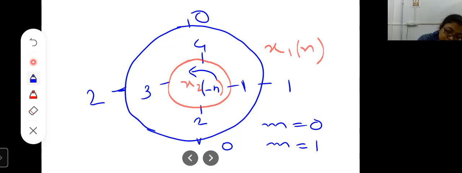So this way you have to shift it 3 times. Already m equals 0 we did, then m equals 1. After that m equals 2. So again another unit shift you have to do and again do the multiplication. As we are drawing two concentric circles here, that's why the name is concentric circle method. So this way also you can solve the circular convolution.